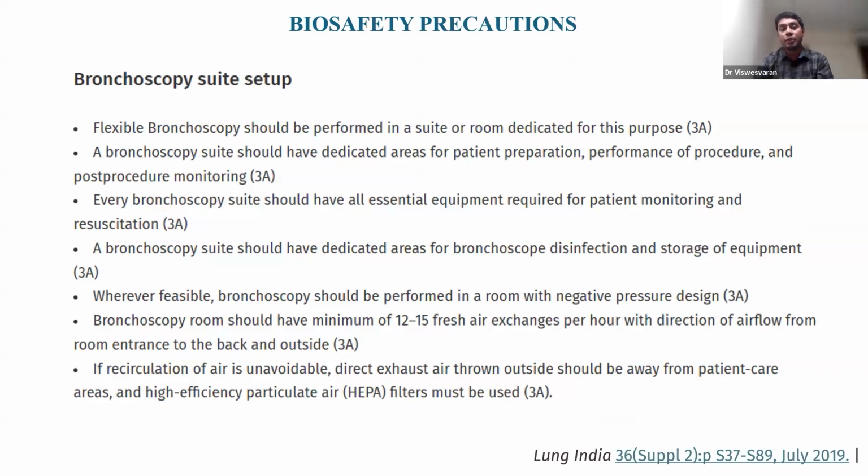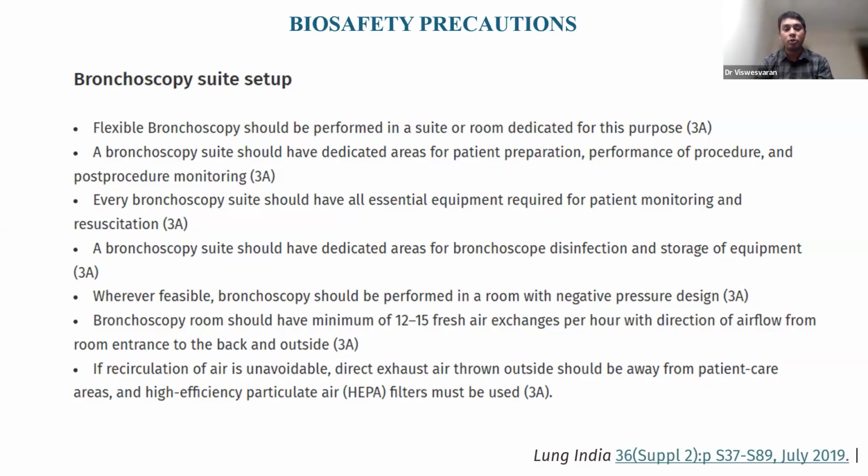Now, moving on to the biosafety precautions, yes, bronchoscopy is associated with safety concerns both for the patient as well as for the person who is performing it. Therefore, it should be performed in a suite or a dedicated place, and it should have all the things for the patient preparation, for the performance of the procedure, as well as the post-procedure monitoring. Every bronchoscopy suite should have all essential equipment for patient monitoring, and should also have dedicated areas for the bronchoscopic procedures and storage of the specimens.